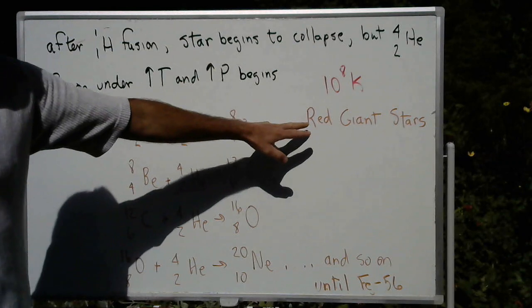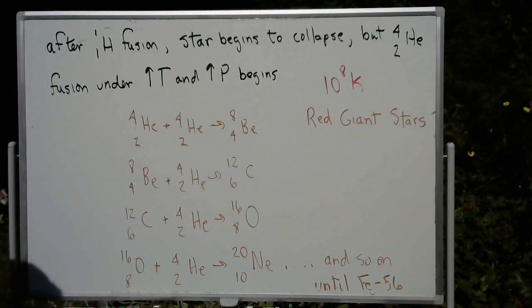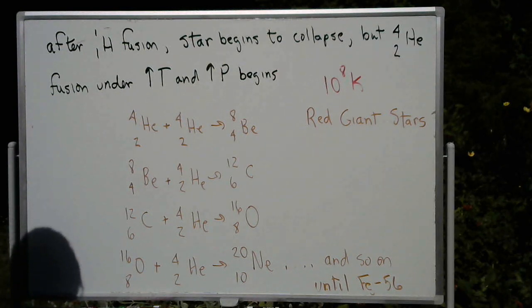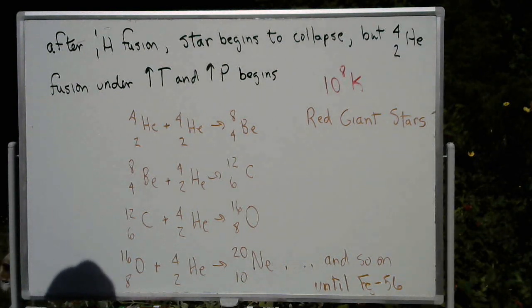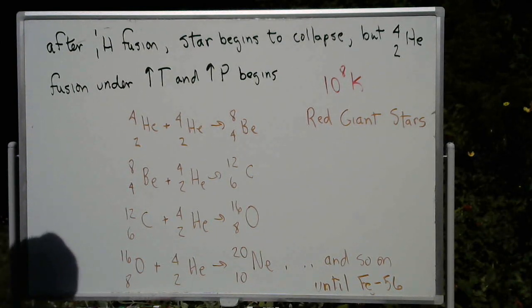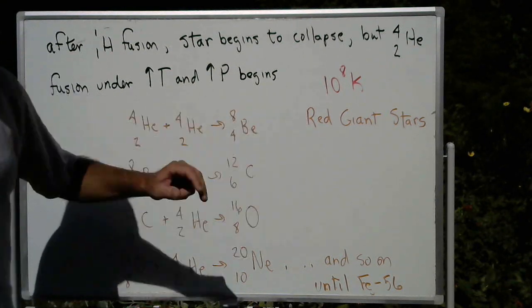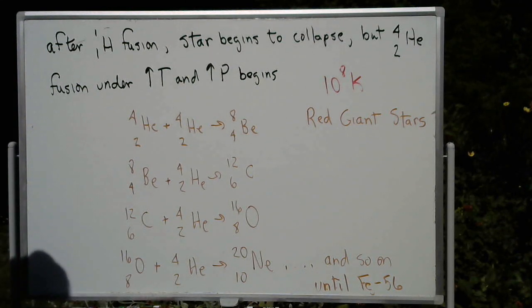And that is an example of a red giant star, which if you looked out in the evening sky, you would see some stars that have more of a reddish tinge. A good example is Betelgeuse. If you want to look up that star, it is a star that is at the end of its life, and I believe it's considered a red giant.